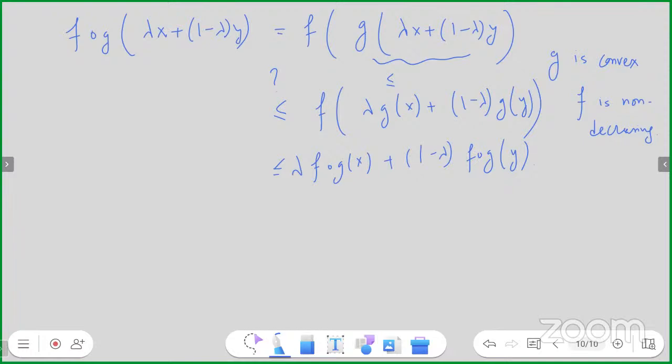F is convex. So treat g of x as a new point, g of y as another point. So what are we taking? A linear combination of lambda of g x and 1 minus lambda of g y. So now F goes in with a less than or equal to sign because of convexity of F. So until this point, I didn't use F's convexity. So this is true irrespective of F being convex or not.